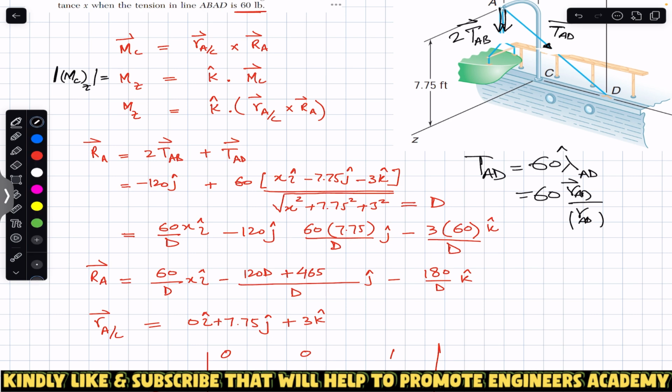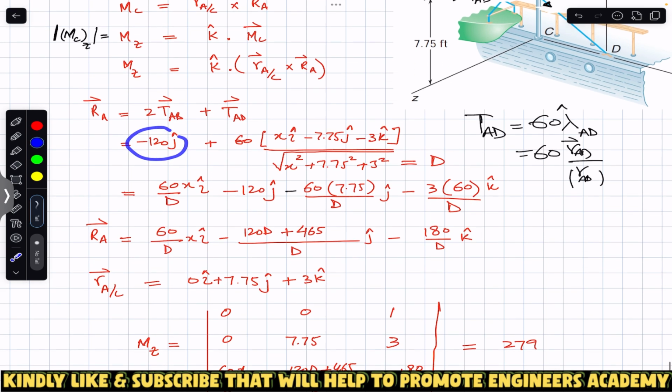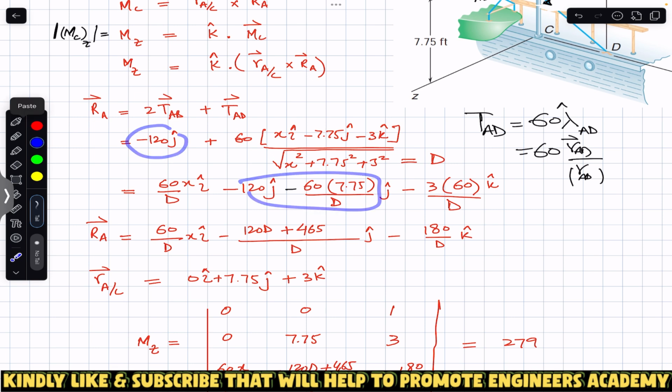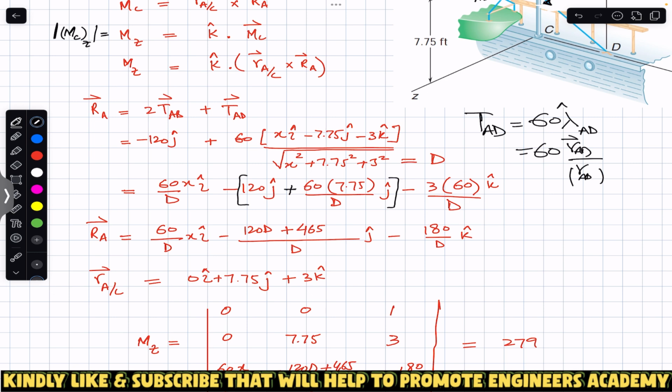Initially we will have it like this: 60 into minus 7.75 divided by d into j, and 60 into 3 divided by d into k, and this is that j term which comes in here. So we can add the j terms. This will become positive since we are taking out the minus sign. If I take the LCM, then we will have 120d plus 465 into j, and 3 into 60 is 180. So now this is RA.